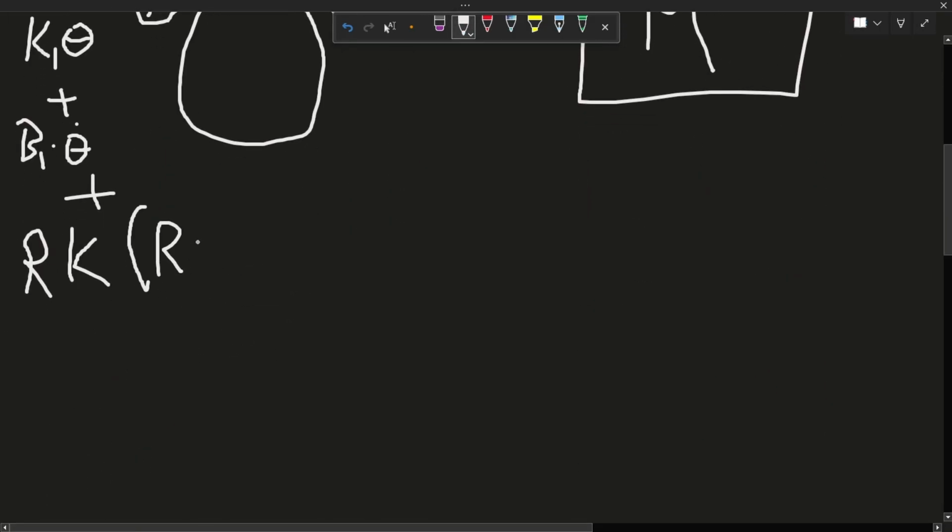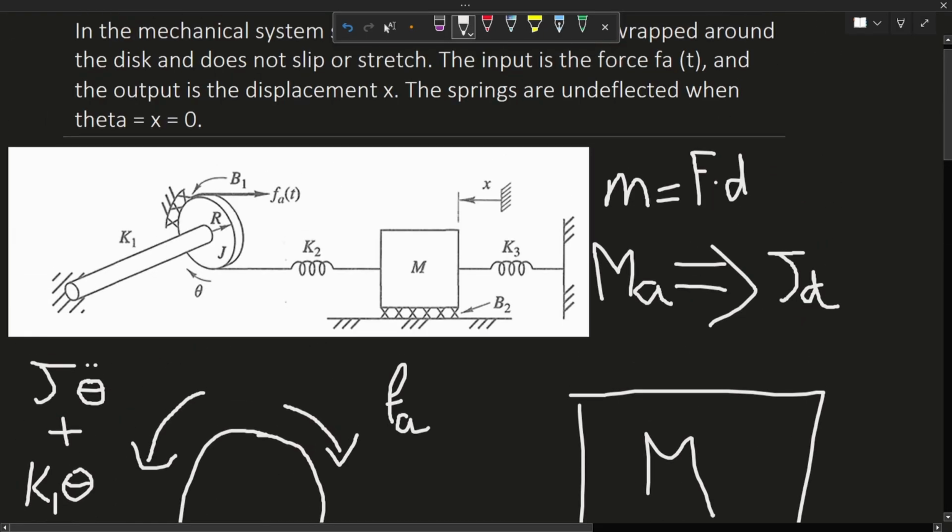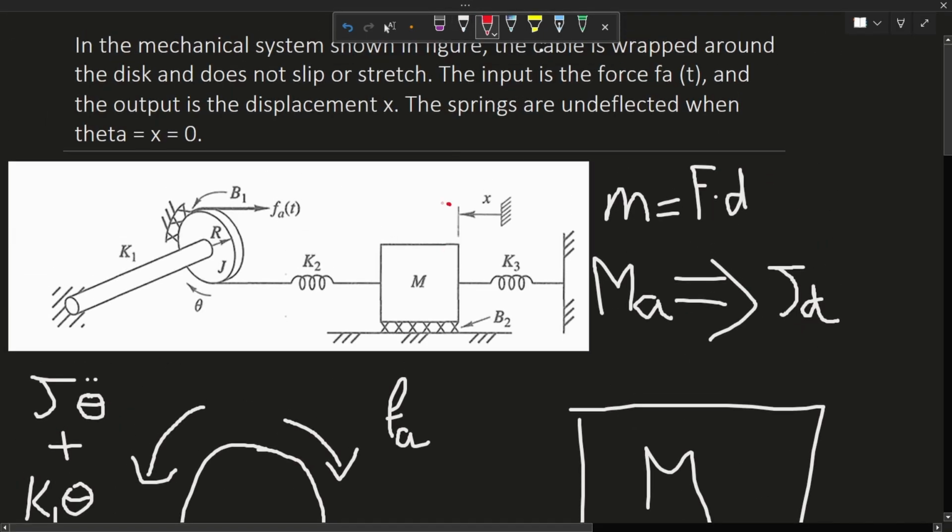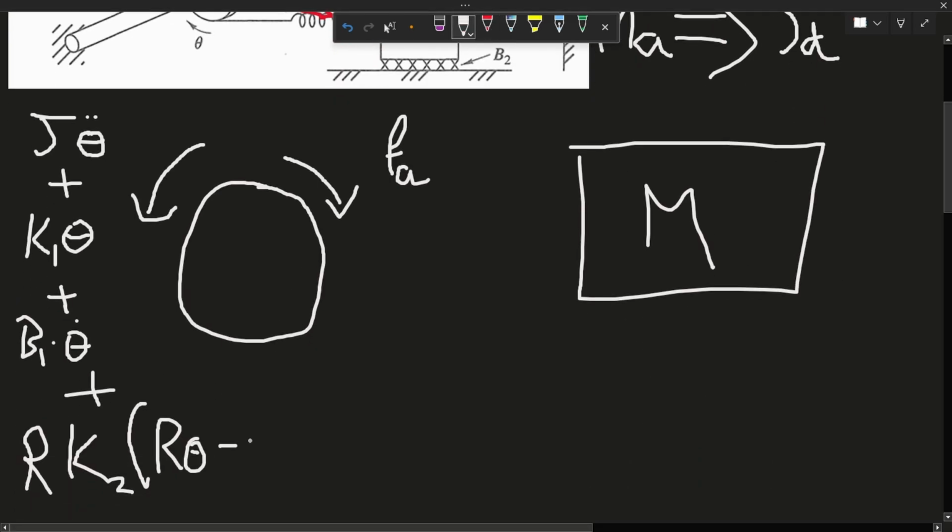It's equal to K2 times r theta, negative, since this object is already moving to the left, it's not going to be super stretched because this is already moving to the left. So minus x.